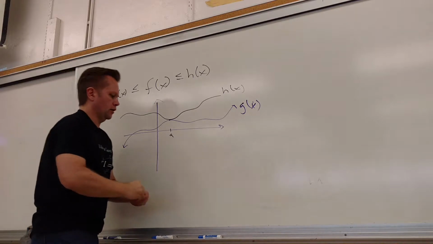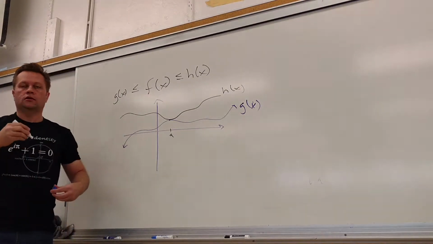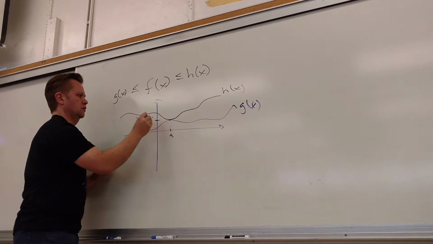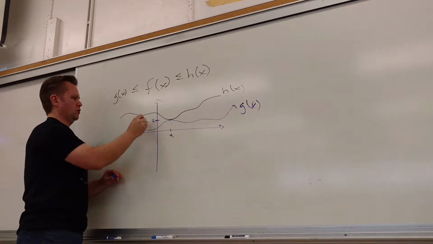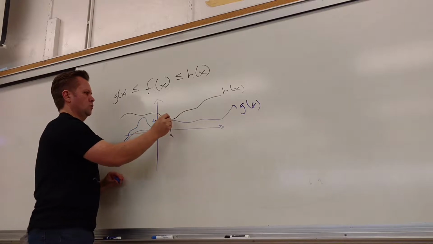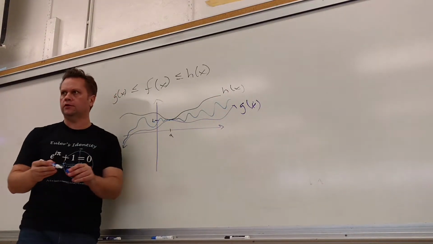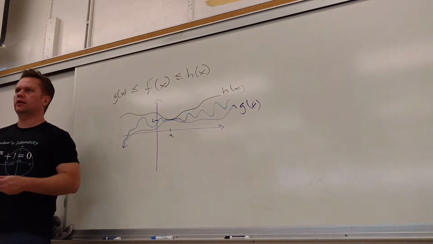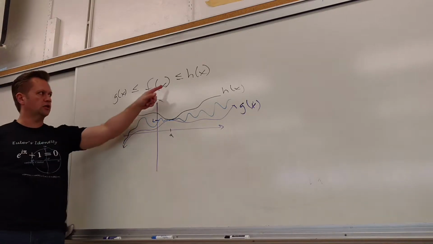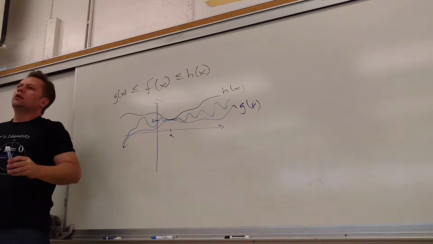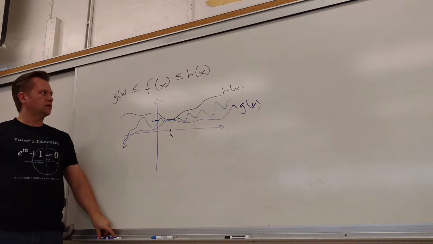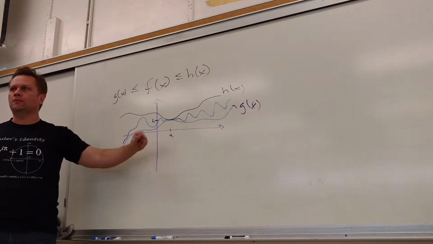f has got to be where? In between. Yeah, f has got to be, it can do whatever it wants in there, right? It's got to be in between. It could hit one or the other anytime it wants to, because it could be equal to one of them anytime it needs to, or it happens to be. The whole point here is, what's the limit of f as x approaches a?